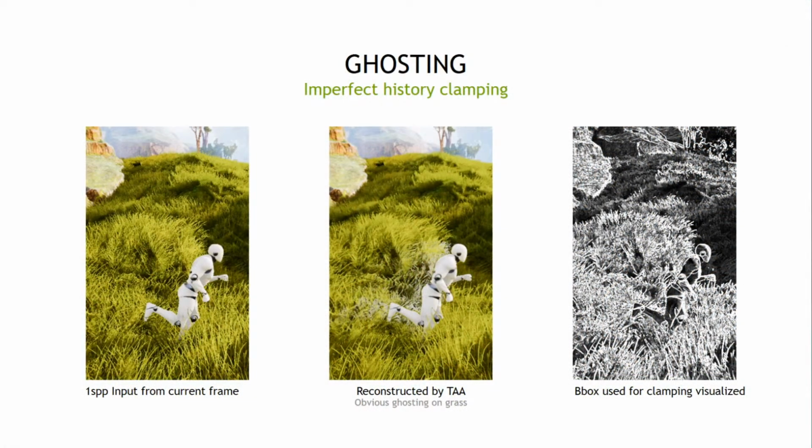The second challenge of TAA is ghosting, which is again often caused by imperfect history clamping. This often shows up when the foreground object moves across a highly detailed background and leaves a trail. When the background contains high contrast details, it causes the color clamping bounding box to bloat and become ineffective in removing incorrect history. On the right, I'm showing a visualization of the size of the bounding box per pixel, and you can see they are mostly big due to the high contrast detail that exists almost everywhere.